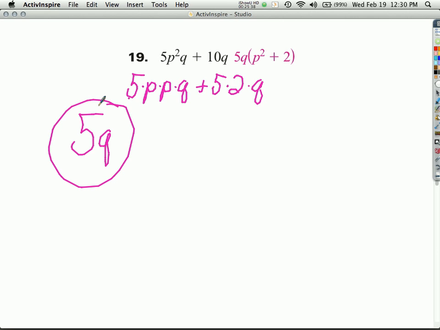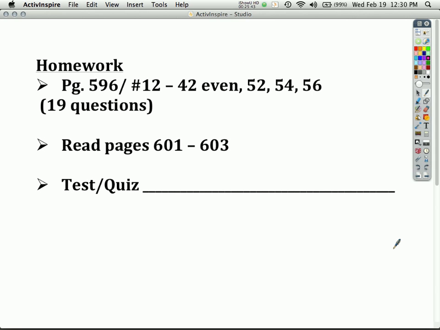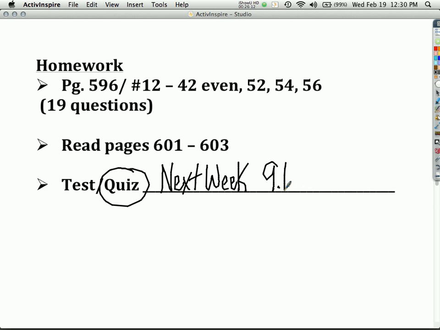Okay? All right, I'm short on time. I apologize for that. Draw a line across your paper, your homework. It's page 596. That's 12 through 42 even, 52, 54, and 56. You have 2 days to do this assignment. I highly recommend doing some of it tonight, some of it tomorrow night. That way, if you do some of it tonight and it's not making sense, you can come to my class. You will have a quiz next week. I'm not sure which day yet, but it will be on 9.1 to 9.6, which of course we haven't finished.